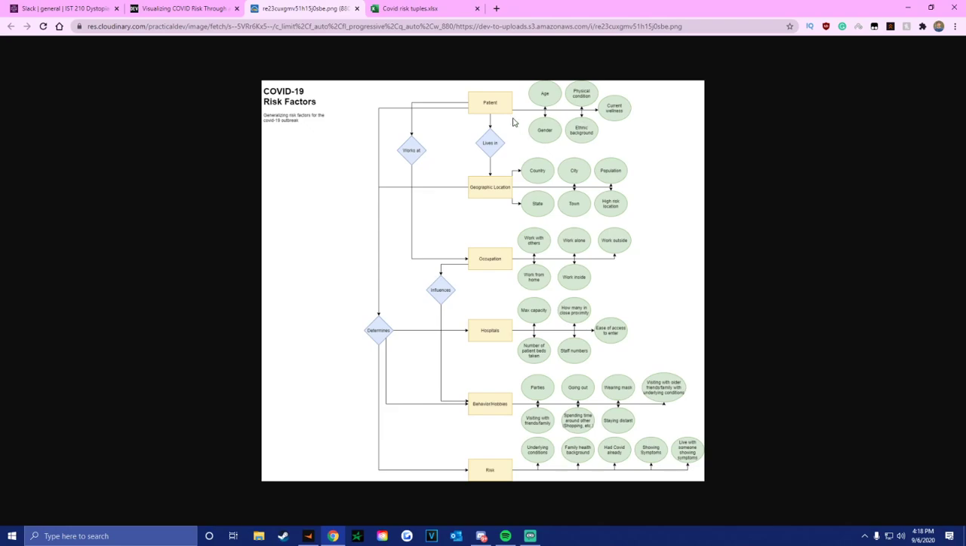And so I have my entities here, which are the patient, geographic location, occupation, hospitals, behavior and hobbies, and then the risk, which they all are pretty much related in a way. So I had trouble figuring out some things between patient and risk, since the patient is the risk. So some things I have kind of the same thing in two different locations, but that's just how I perceived it and the way that I did it.